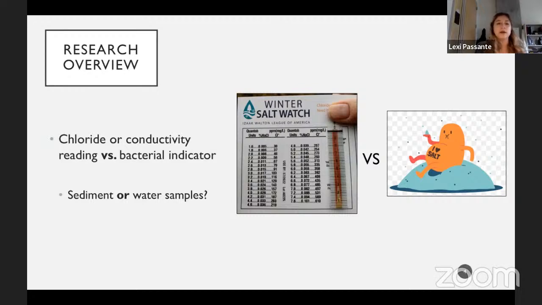And so what we started to do was we took sediment samples instead of water samples. And this is because the sediment bacterial community is going to be more stationary. It's not going to be transient like our water columns are in our streams and rivers. So that was the main point of why we decided on sediment.